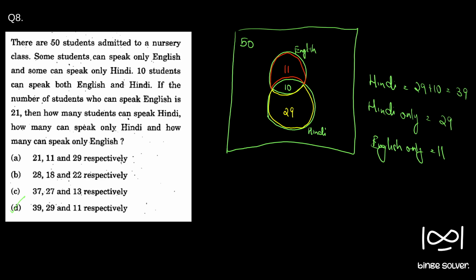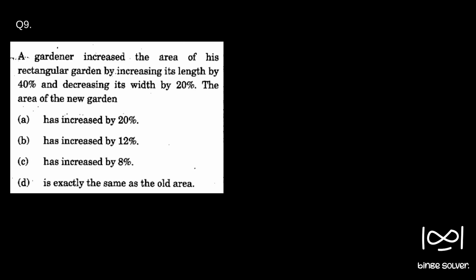Next question, question 9. A gardener increased the area of his rectangular garden by increasing its length by 40% and decreasing its width by 20%. The area of the new garden is. So the question asks whether the area increased or decreased. So we'll select the length and breadth, area of this rectangular garden, right?